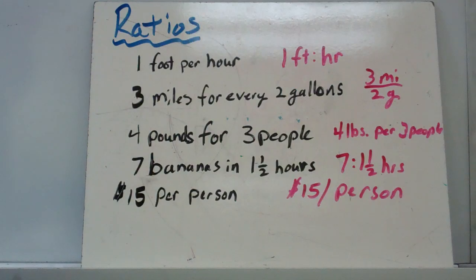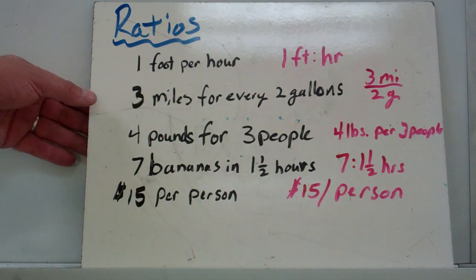4 pounds for 3 people. We have 4 pounds per 3 people. 7 bananas in 1.5 hours. We have 7 and then the colon 1.5 hours. And then our final example is $15 per person, $15/person. And those are just some basic ratios.